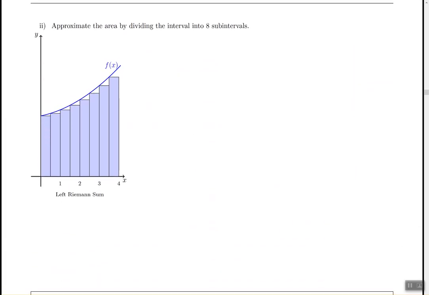So we're going to increase the number of rectangles to be 8. So there's going to be 1, 2, 3, 4, 5, 6, 7, and 8 rectangles. So it's going to be L8. Again, length times width, but they all have the same width. So we're going to write the width first, and then we're going to put parentheses and put the 8 numbers for the height.